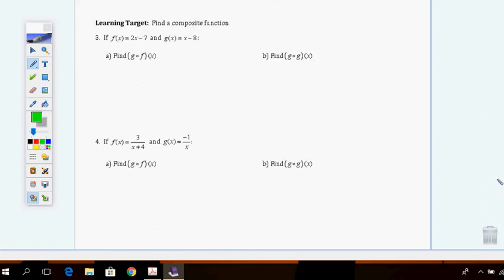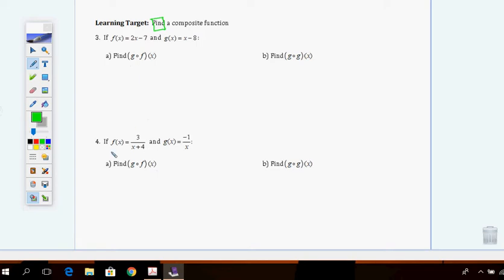Okay, the next one is to find. So you want to find this time a composite function. So this one's a tougher one. I will go through one of these. These ones are a little bit easier. So as long as you can understand this, you should be able to for sure do these on your own.